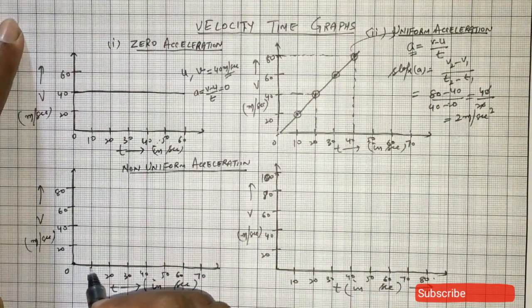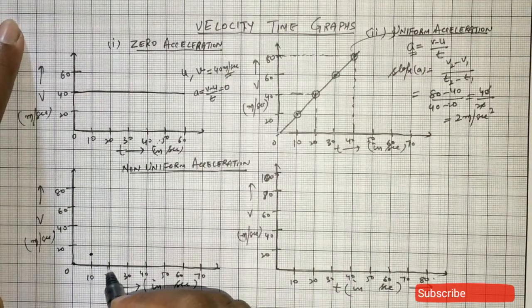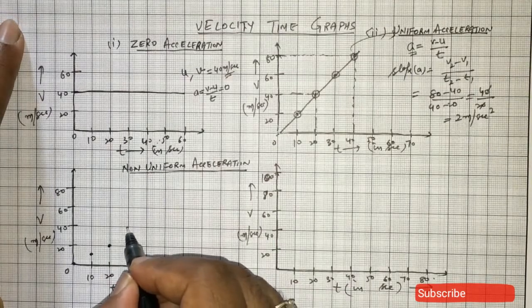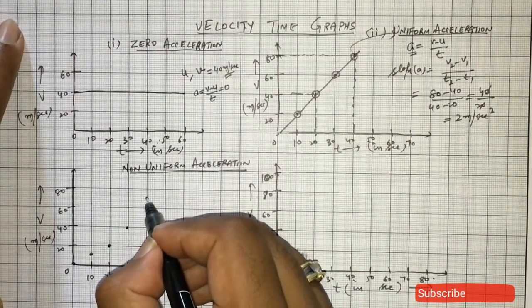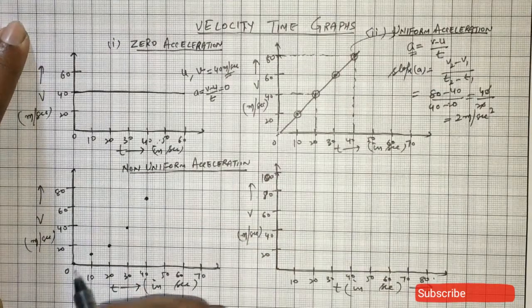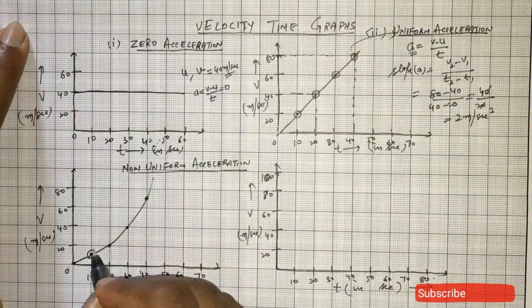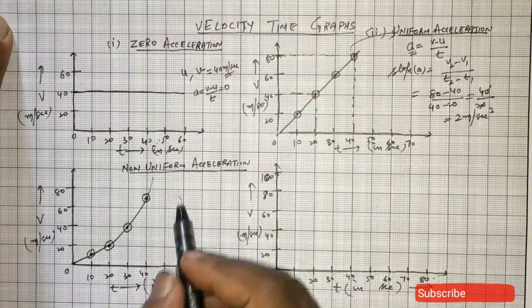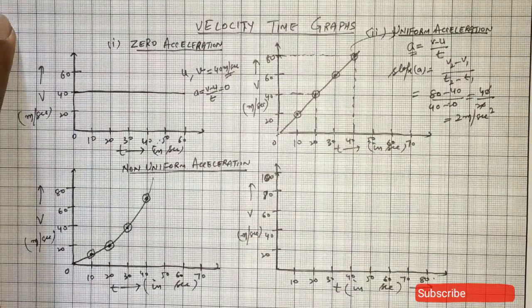After 10 seconds, its velocity becomes 10. In 20 seconds, its velocity becomes 20. In 30 seconds, its velocity becomes 40. In 40 seconds, its velocity becomes 70. Now, joining all the points, we have this curve, which is not a straight line. This represents non-uniform acceleration, in which the body does not change its velocity equally in equal intervals of time.